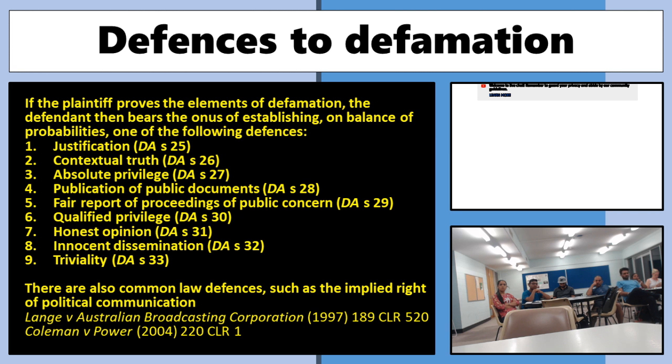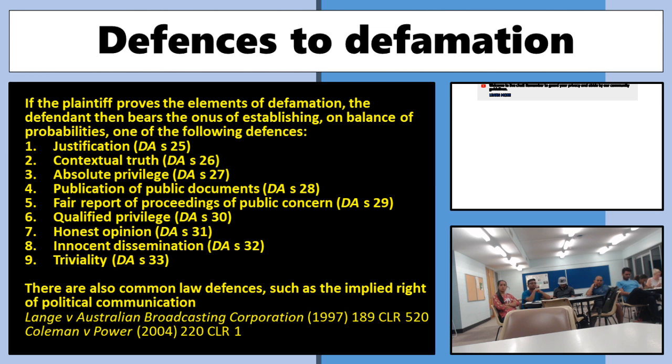Okay, so once you have proved those three things, so it's 1, 2, 3, and then one of those under 3A, 3B, 3C. It's essentially basically your reputation's been damaged. If you prove those three things, the other side, the defendant, bears the onus of establishing one of these defenses. So you've succeeded in the elements.